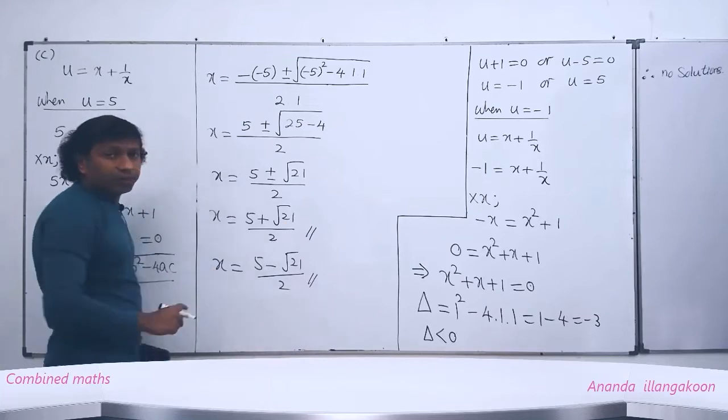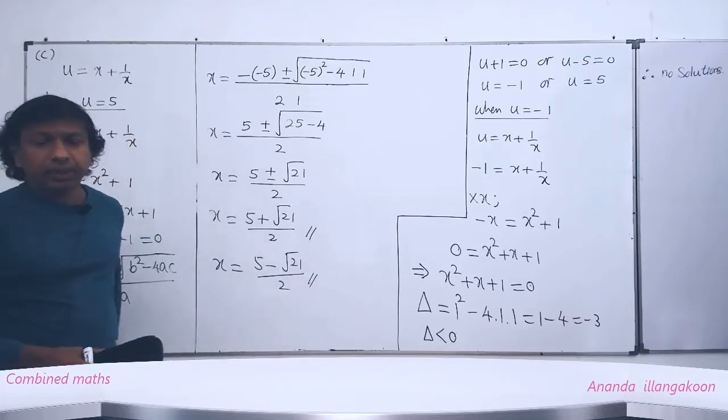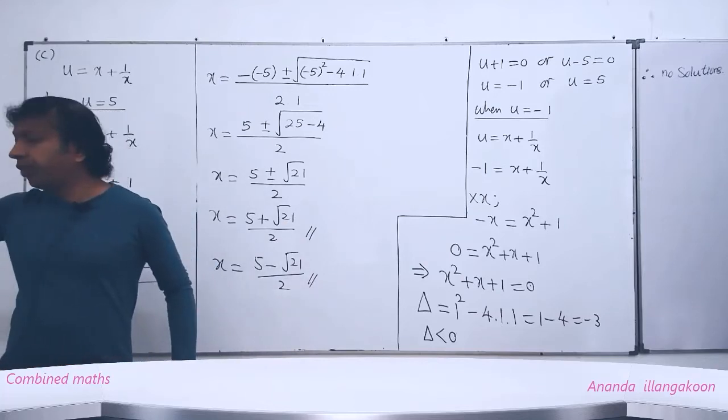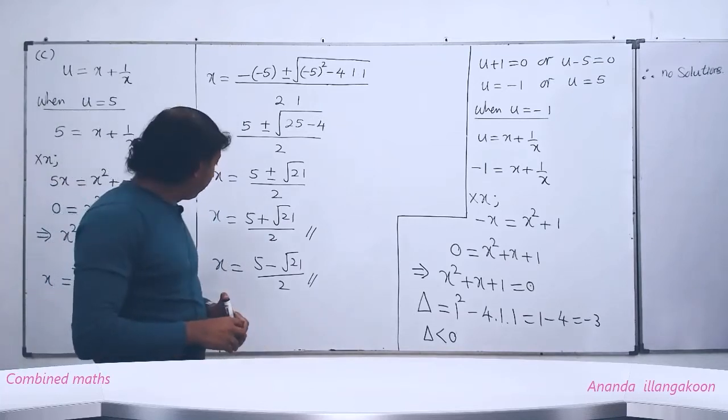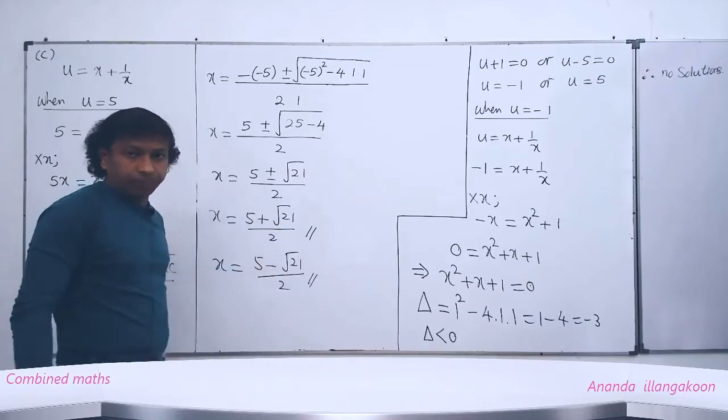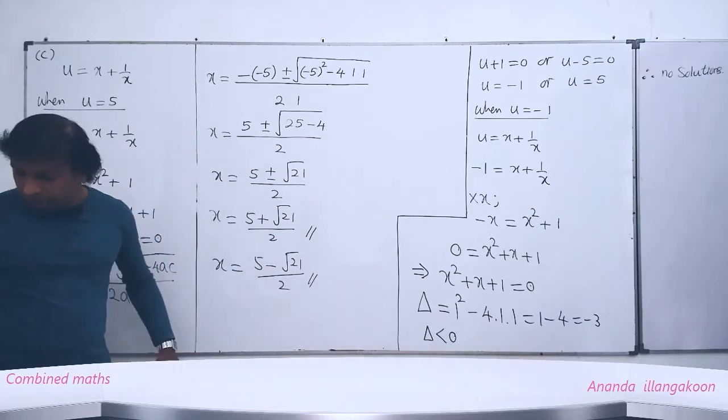This root 21, people, you can find, right? It's 4 point something, no? Finding that answer by using logarithm or any other way, you can get two answers for this x by substituting for root 21. Okay, right, people? That's how we finish that part.